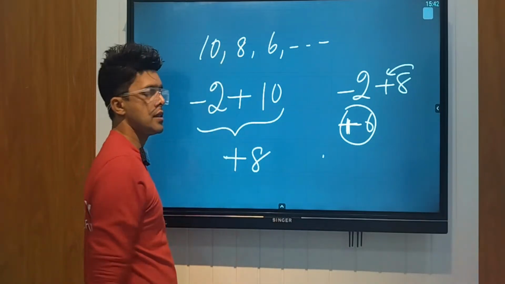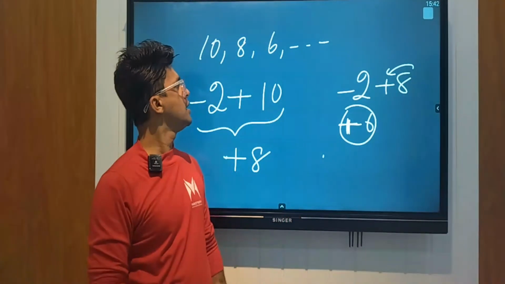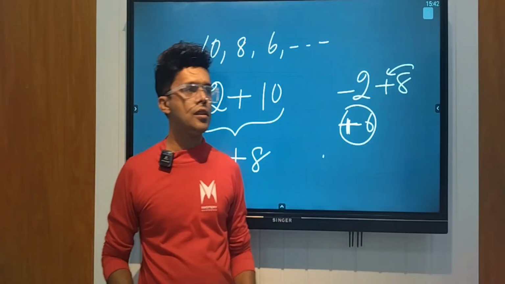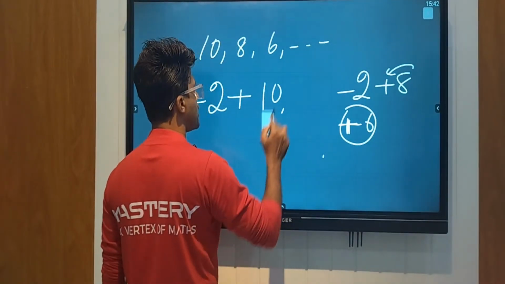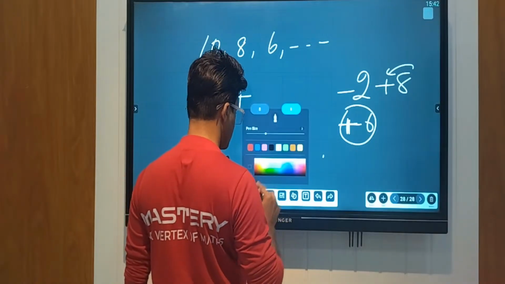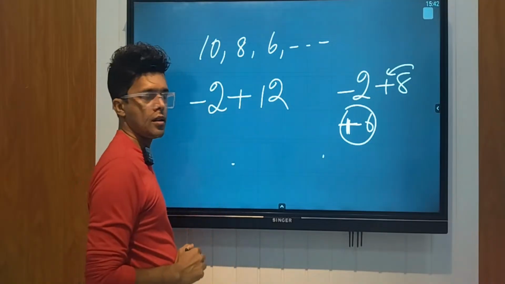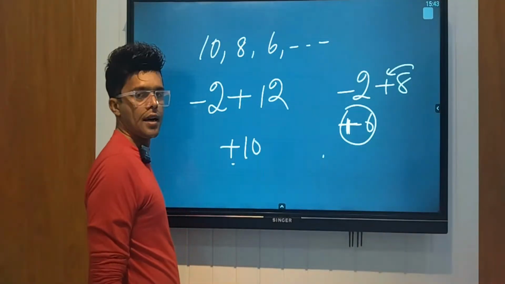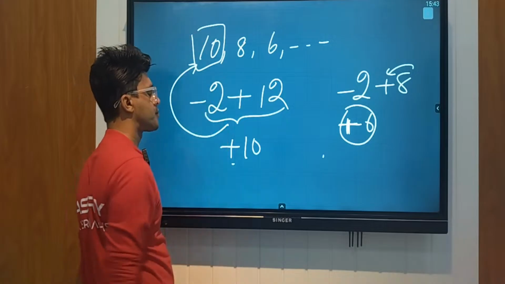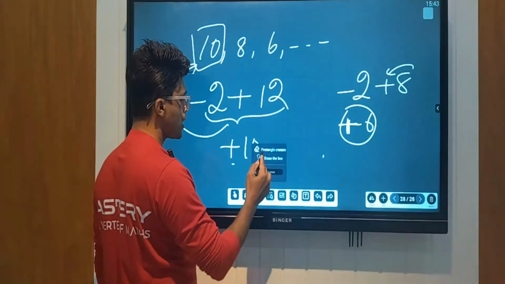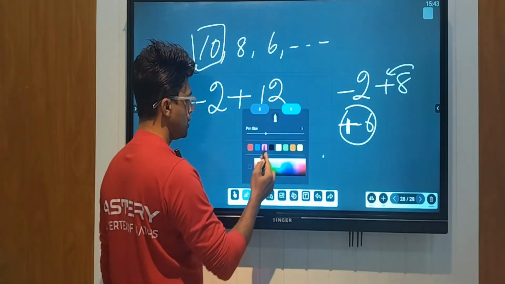We cannot get 10 here, right? So what should we write here so that we can get plus 10? If you write 12 here, then minus 2 plus 12, the answer is plus 10, right? So when you simplify these two, you get this value. Therefore, you have to write plus 12 here.